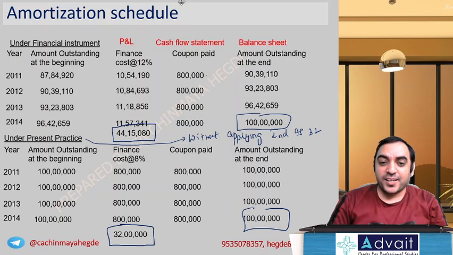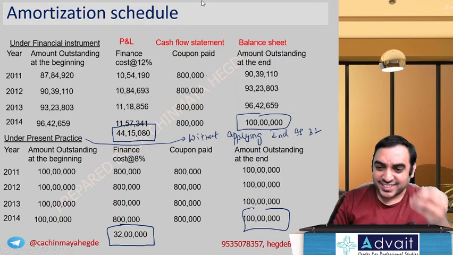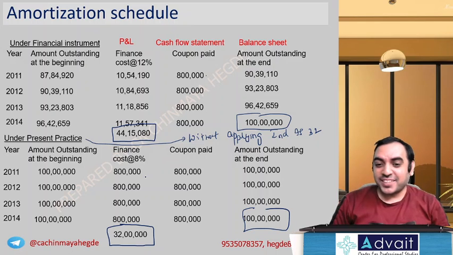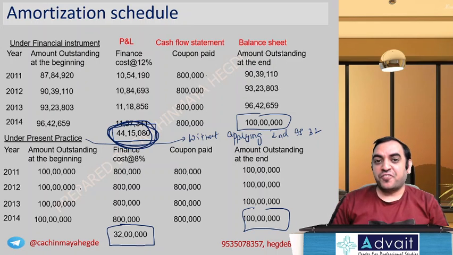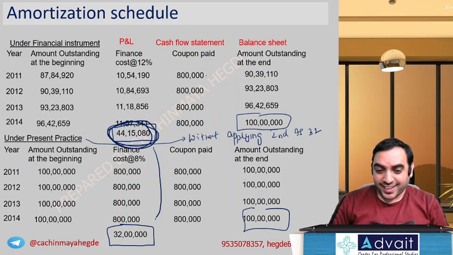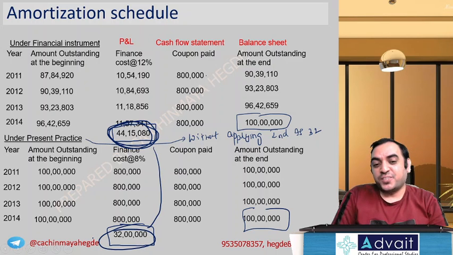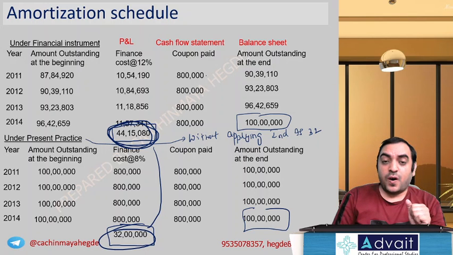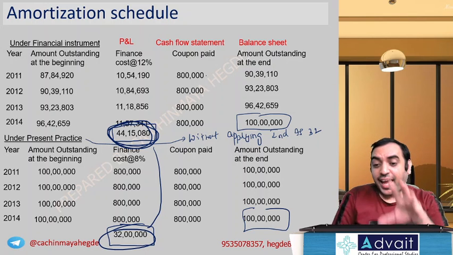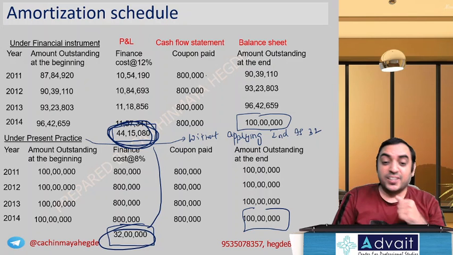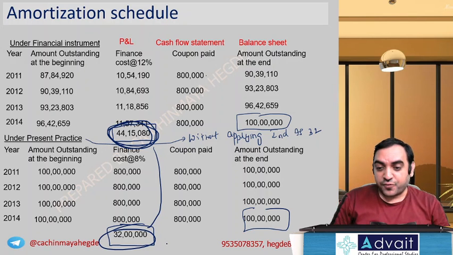Okay, now let us observe, let's discuss, then we'll write down. Now, can you please tell me what is the difference between these two numbers, 44 lakh 15,080 and 32 lakh? What is the difference between these two numbers? The difference between the finance cost amount and the actual coupon paid, if you had not applied this, is 12 lakh 15,080, right?